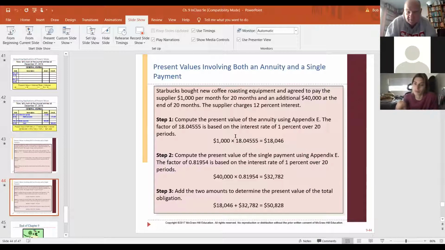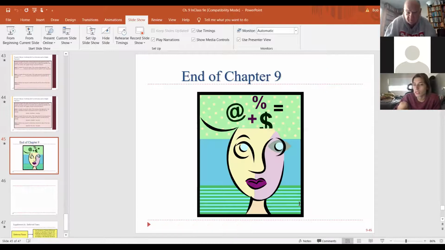But we also have to pay this $40,000 at the end. So we have to go to the other table to get that present value. So the present value of this obligation is $50,828. Okay, you good with that, Suda? Okay, so that's a good start if you understand that one now.